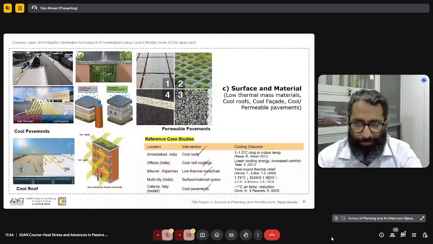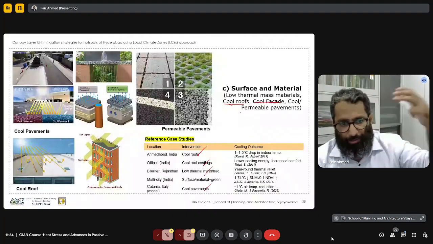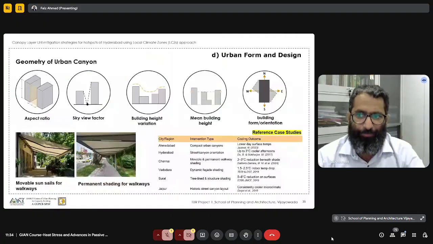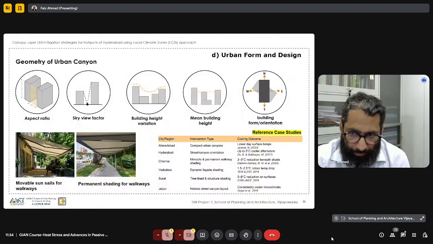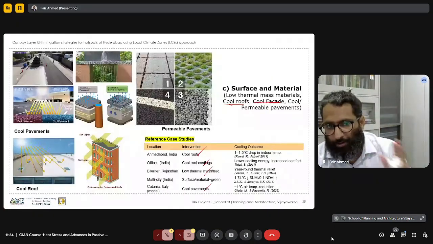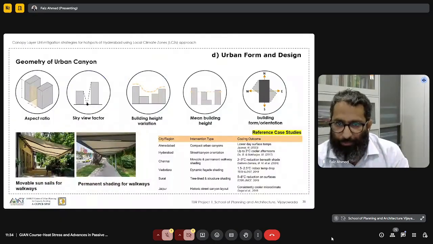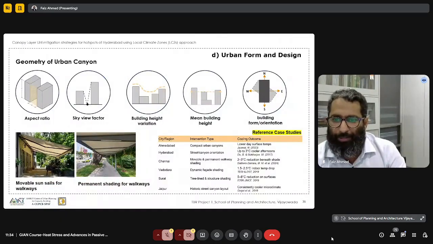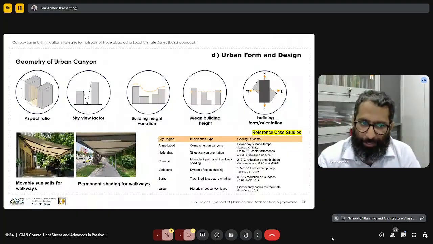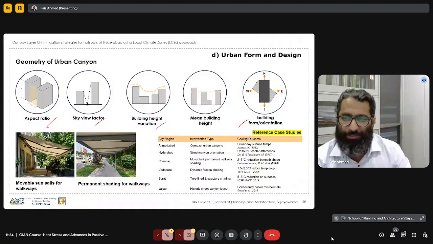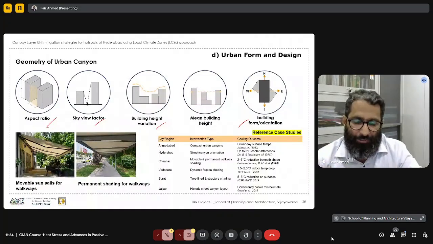And the third strategy that we tried is, of course, cool roofs, cool paints, and cool pavements of different varieties on the roof, on the pavements, on the walls, and the facades. We have tested these combinations, and these are applicable in existing cases as well. All these three strategies can be tested in existing cases. We also came out with some strategies that can be applied in new cases. For example, what should be the aspect ratio, sky view factor, building height, and what could be an ideal orientation if a new city is being developed.